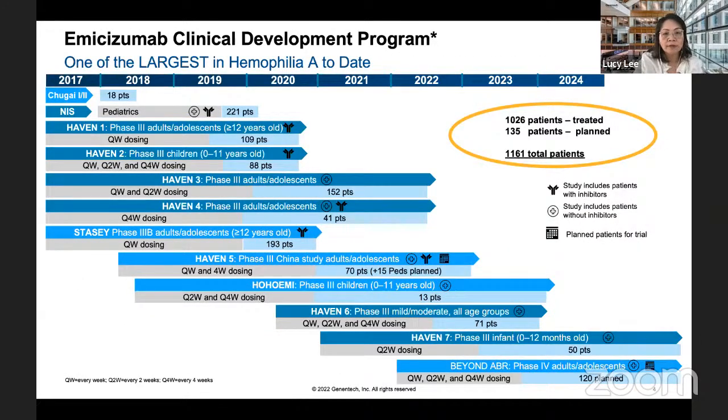This is sort of an at-a-glance look at the Emicizumab clinical development program. It is one of the largest programs in hemophilia A to date. Many of the studies have read out results and have been published. There are a few ongoing studies, and collectively, the phase 3 clinical trials in this study are often referred to as the HAVEN program. But you can see that the overall development program includes patients with and without inhibitors and spans the age range from newborn and up. And also, it does include several women in this program, specifically out of the HAVEN 6 study.